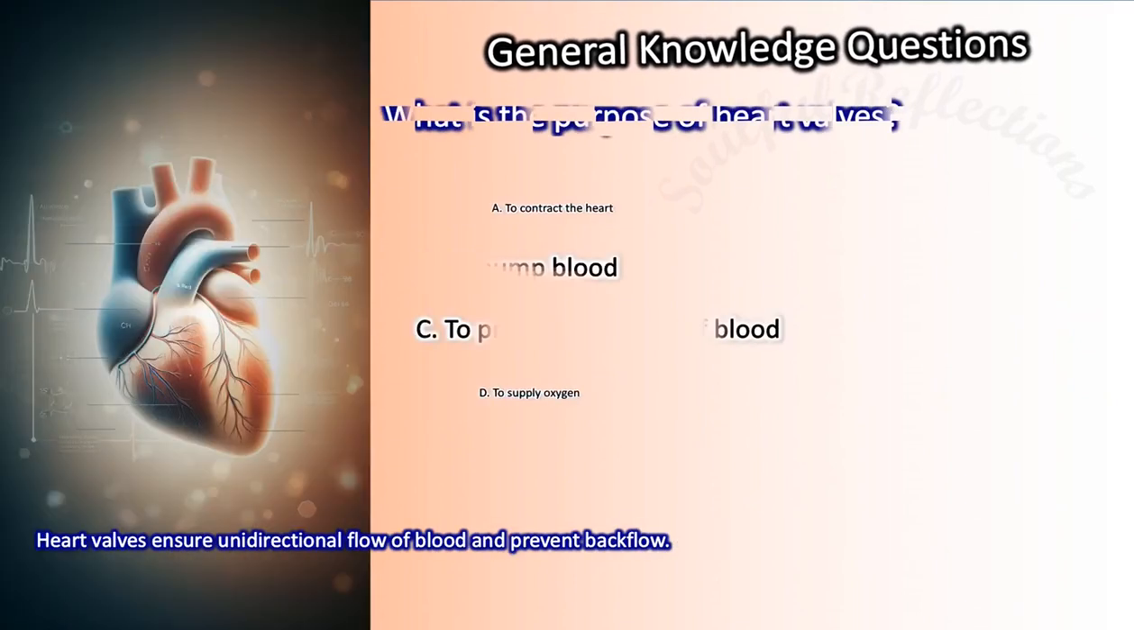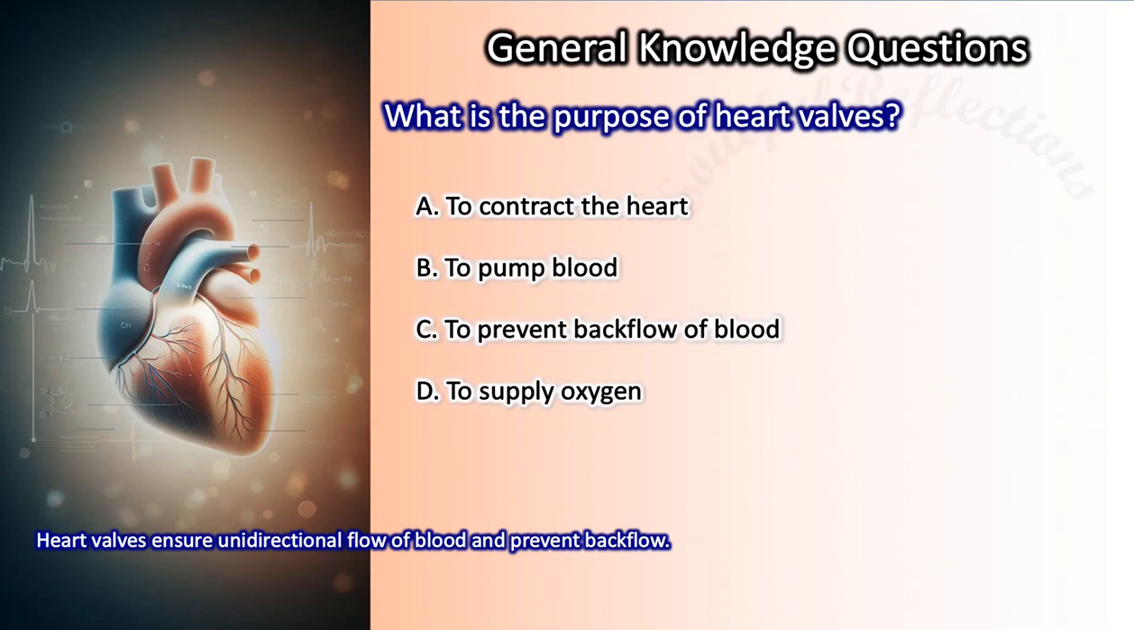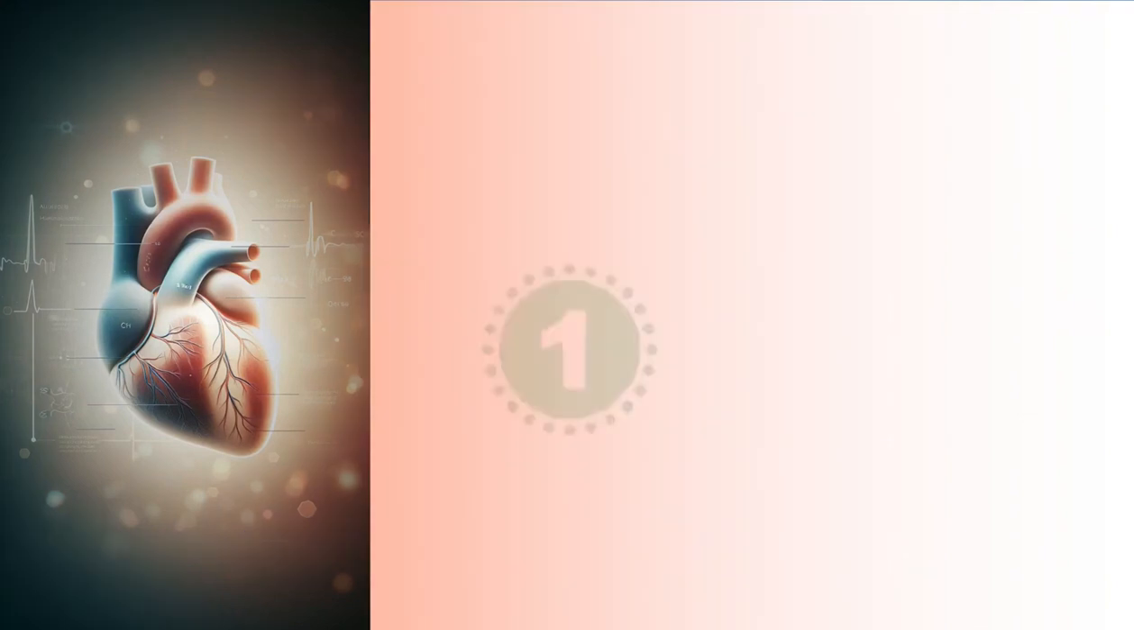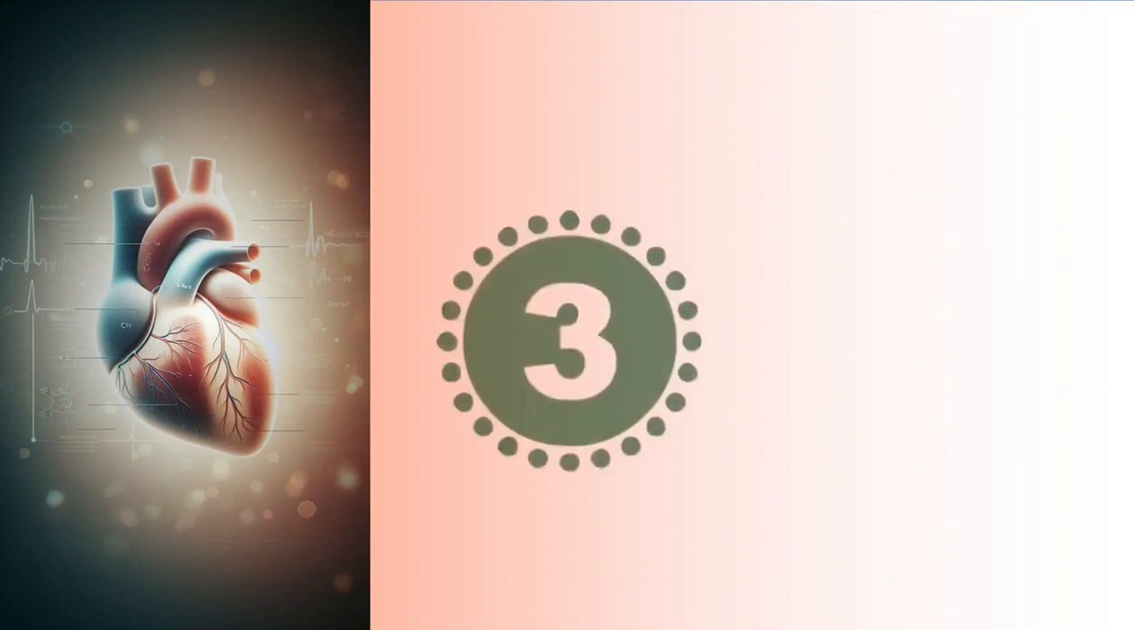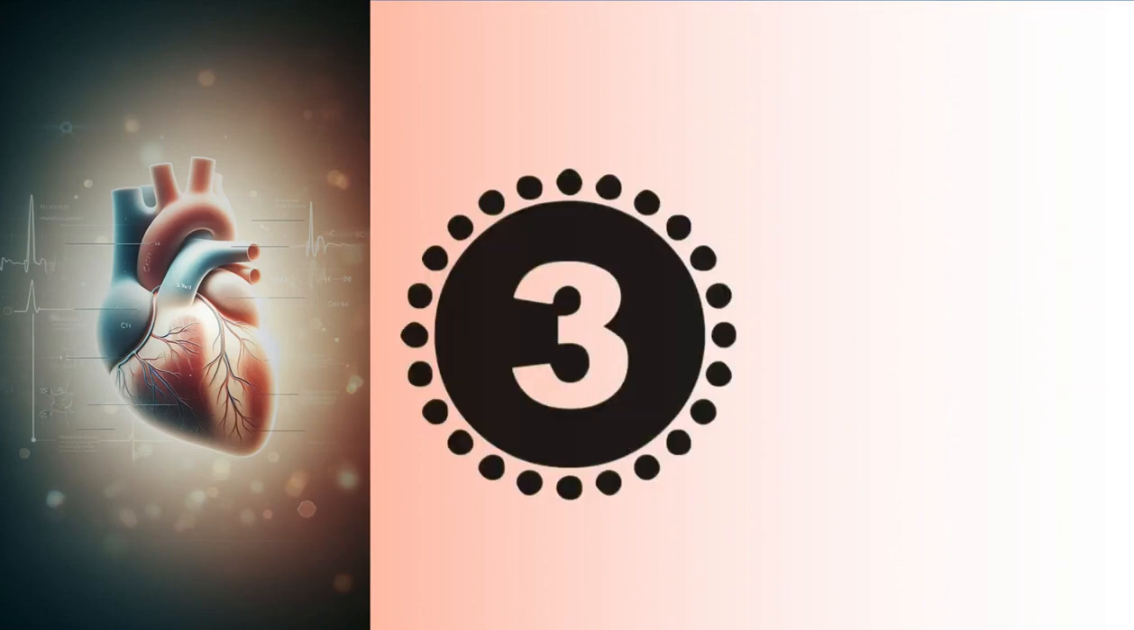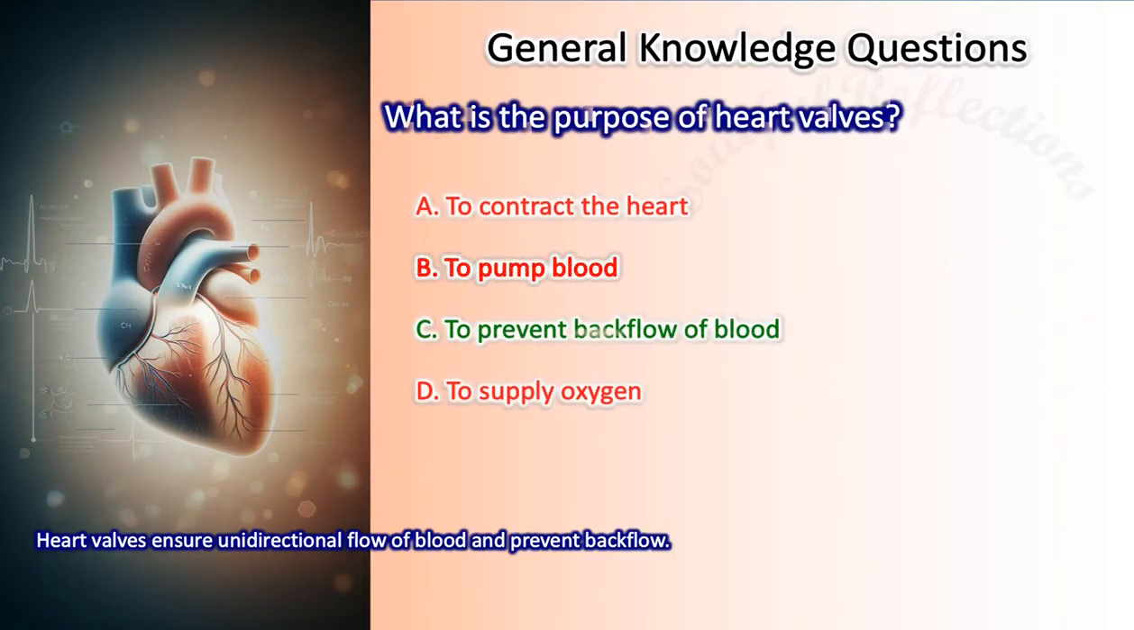What is the purpose of heart valves? Option 1, to contract the heart. Option 2, to pump blood. Option 3, to prevent backflow of blood. Option 4, to supply oxygen. The answer is Option 3, to prevent backflow of blood.